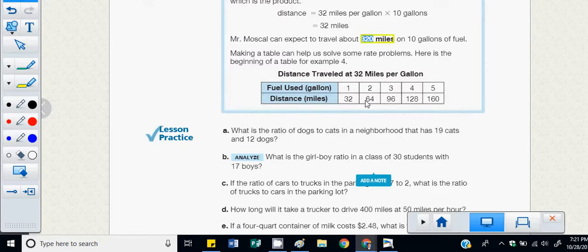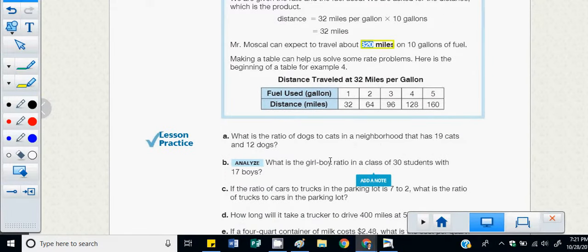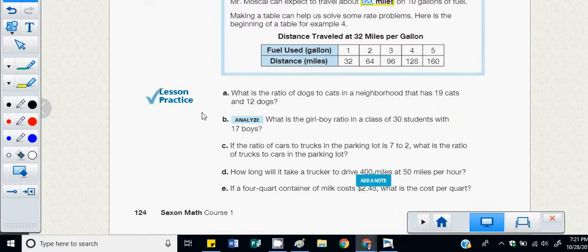You can make a table to help solve and visualize this. Read through that one in your book on page 124. Again, if it doesn't make enough sense, or if you need to go back, you can always watch more of this video. Let's do A, B, C, and D.